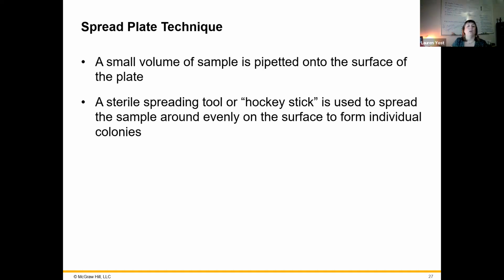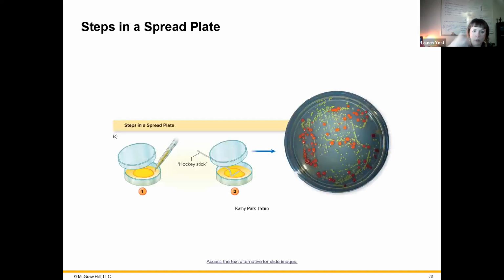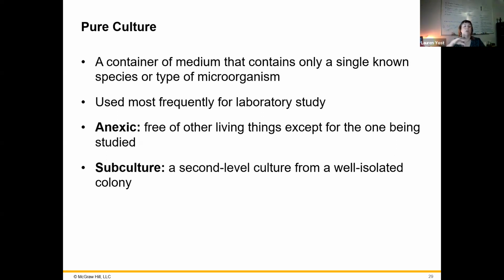Okay. The spread plate, you use this little hockey stick guy. There is a picture on this next one. You take your sample that maybe you've diluted out somehow in more broth or whatever, and you squirt a little bit on some agar, and then you spread it out with this sterile hockey stick guy. A lot of times these are disposable, and you spread it out and then incubate it and let it grow, and hopefully you get colonies.